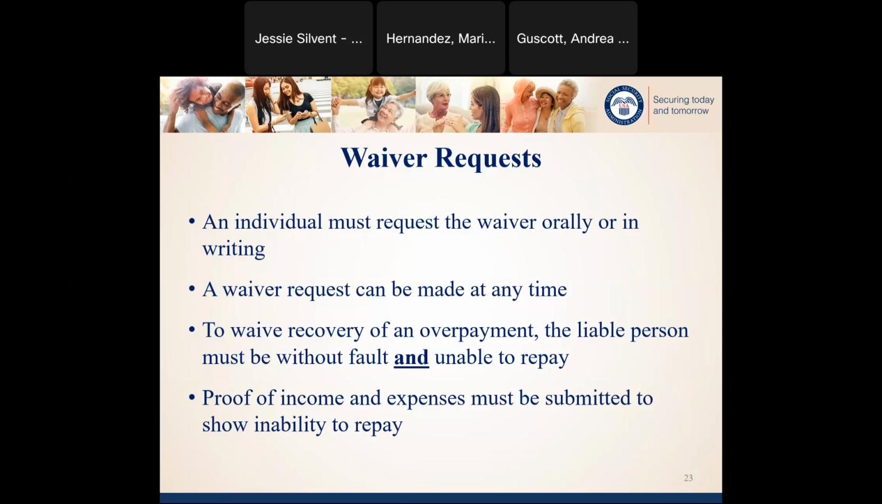So in order to meet the conditions for a waiver, the liable person must be found both without fault in causing the overpayment, and they have to prove inability to repay it. So proof of income and expenses also have to be provided to support the inability to repay the overpayment.